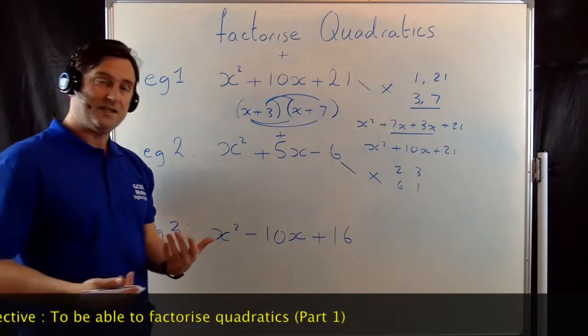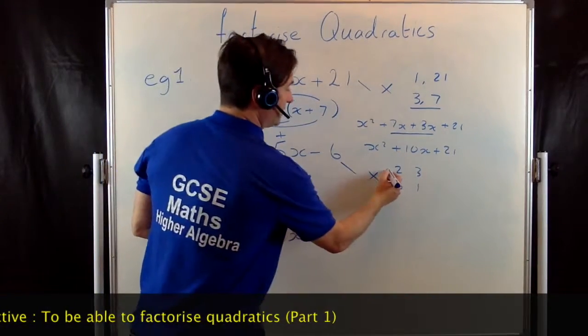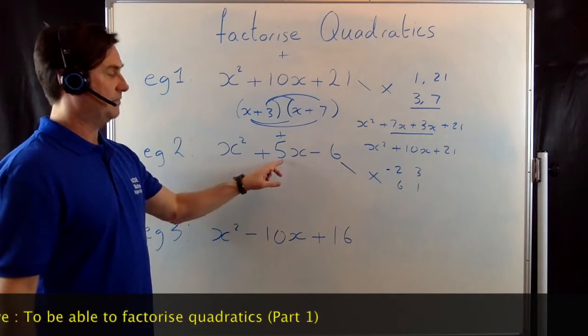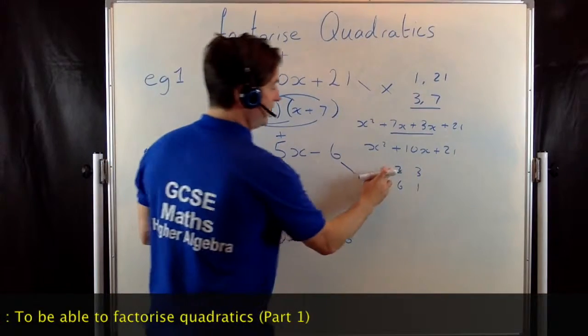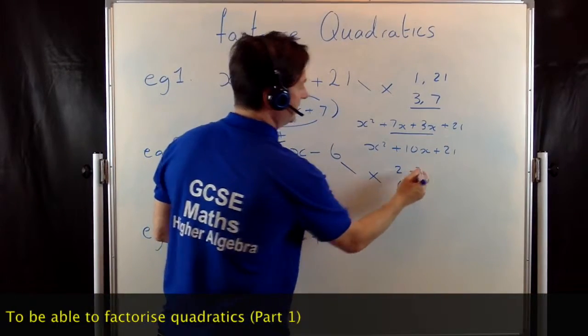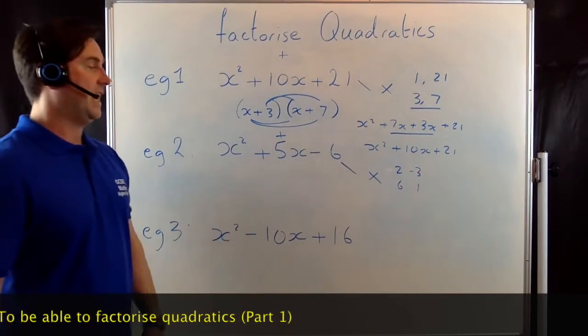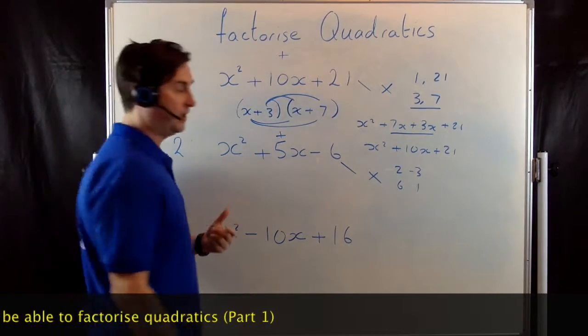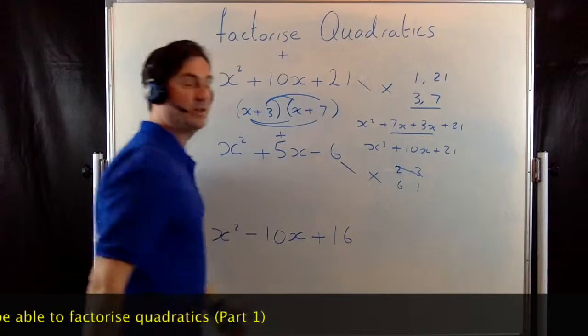So we need to try these out. Well, if that was negative 2 add 3, that gives you 1. So that doesn't work. So let's try it in the other one. Let's try this as a negative. Negative 3 add 2, well that gives you negative 1. So that clearly doesn't add to give 5 either. So it's not going to be that combination.